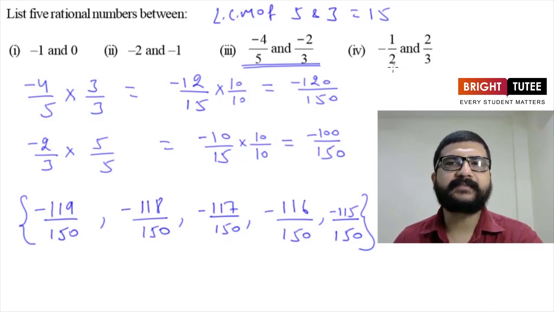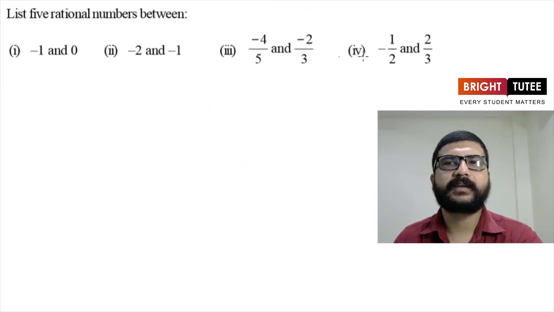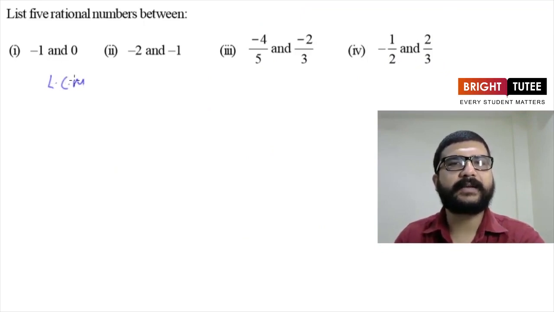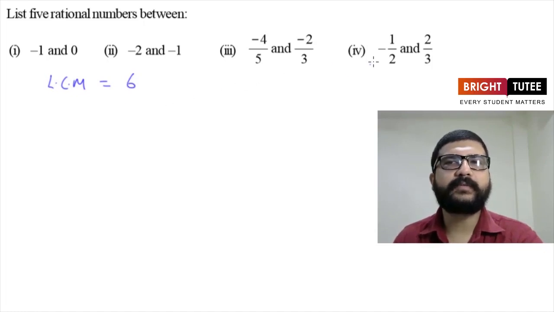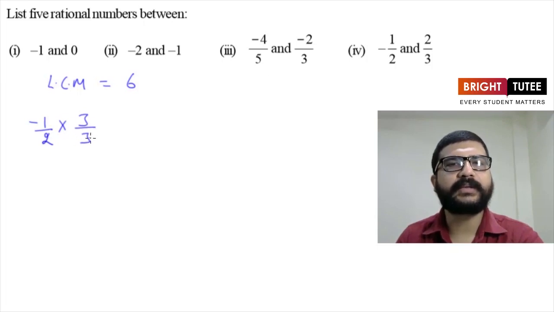Now the next question is minus 1 upon 2 and 2 upon 3. First of all, we have to make the denominators same. For that we need LCM of 2 and 3. So what is LCM of 2 and 3? LCM of 2 and 3 is 6. Now what we will do, we will try to make their denominators 6. So the first number here is minus 1 upon 2. Let's multiply it with 3 upon 3, because 2 into 3 will give us 6. Now this is equal to minus 3 upon 6, and the second number is 2 upon 3.